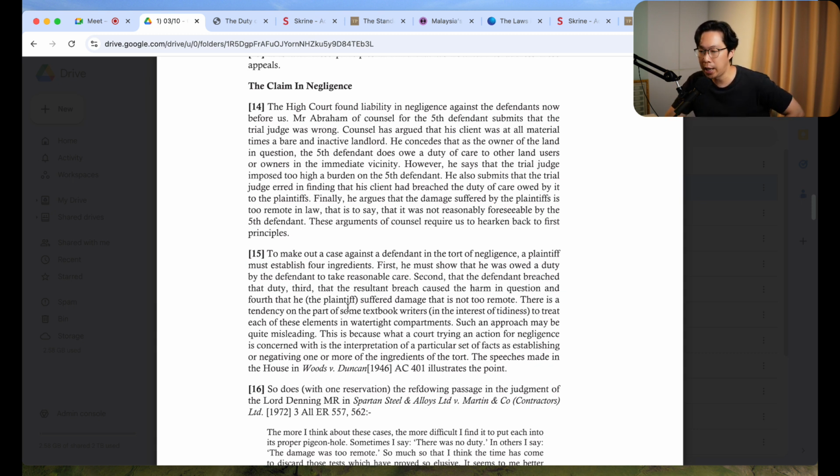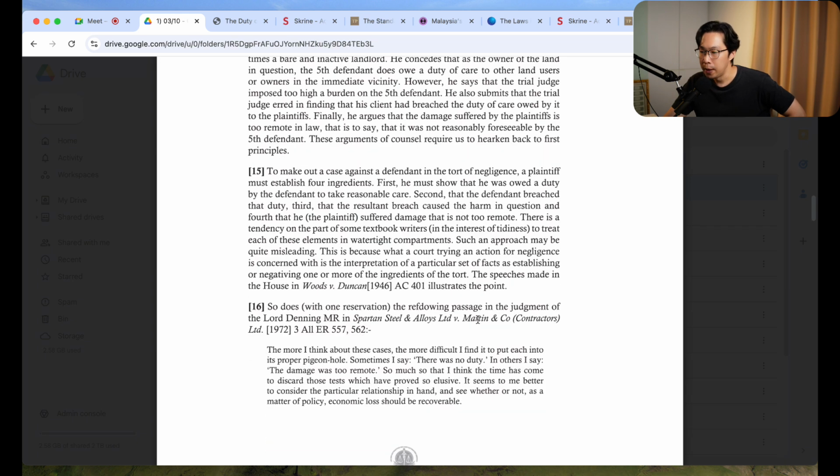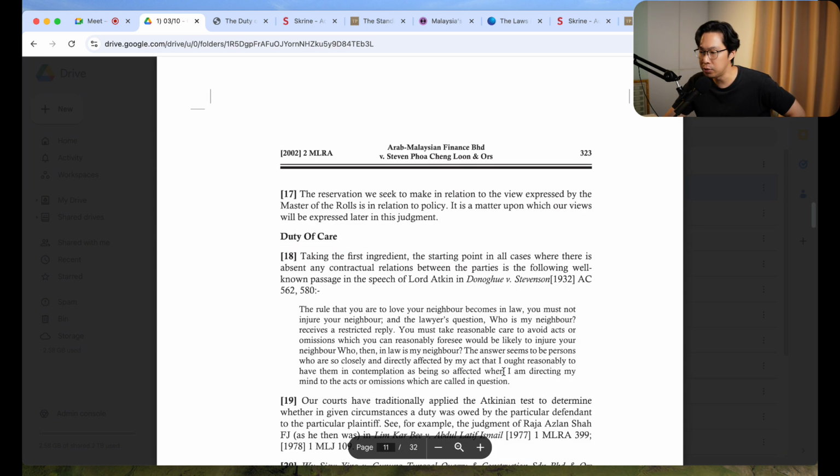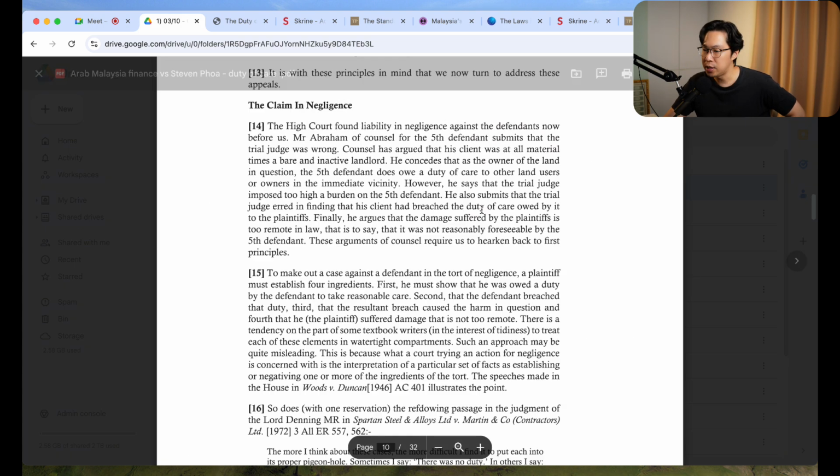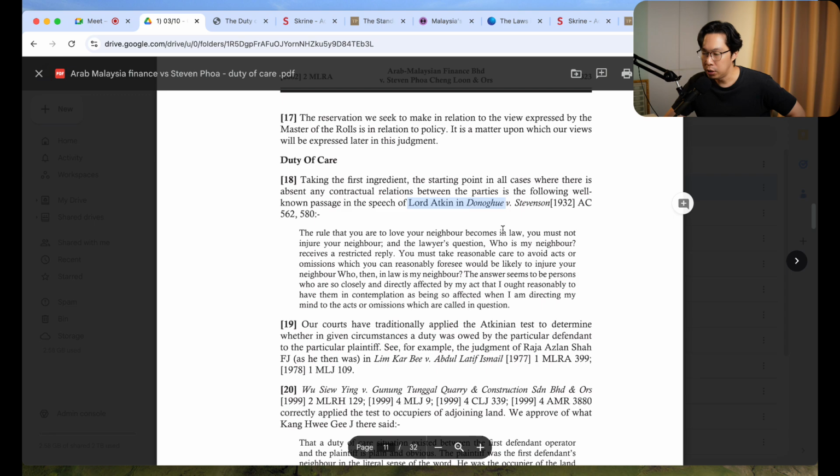You see how they use the language? Of course they quoted some English cases, Lord Denning. Then they use Donoghue v Stevenson, Lord Atkin. Sometimes you also see it called the Atkinian test here. Why? Because this neighborhood principle was developed by Lord Atkin. That is why they call it the Atkinian test. Now there is no need for me to go into it, because all of you are adults. You studied all this before. Standard of care. Duty of care.